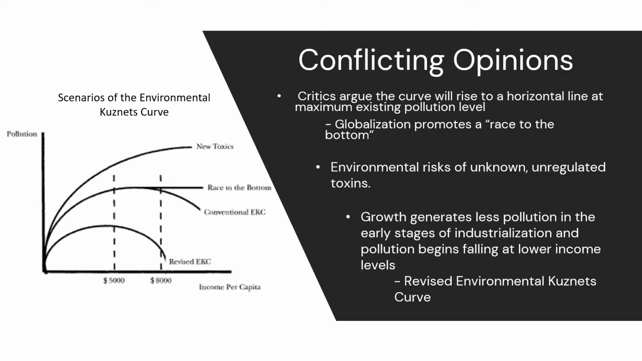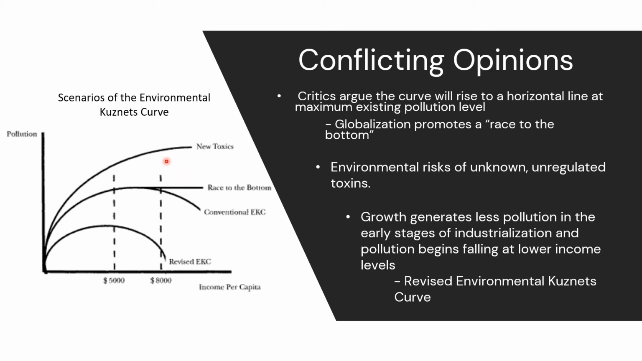Though most applied econometricians accept the Kuznets curve model, some critics have theories on why they believe the Kuznets curve is nothing more than a snapshot of the dynamic process. There are three main scenarios that would drastically change the way the curve worked. The first is believed to cause a horizontal line at the maximum existing pollution level, as globalization promotes a race to the bottom, which means increased economic activity leads to greater emissions of industrial pollutants and more environmental degradation.